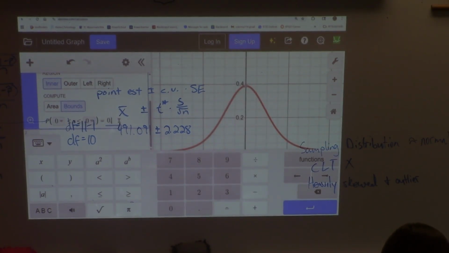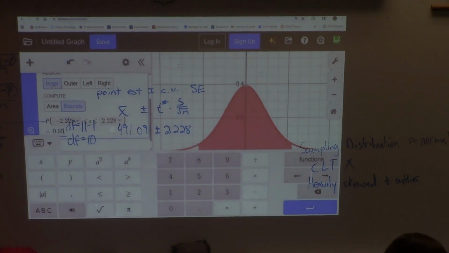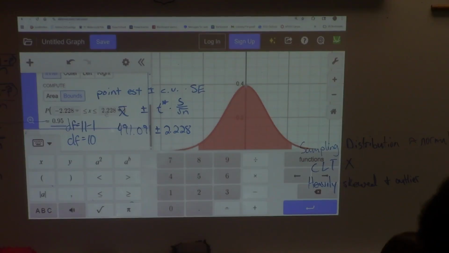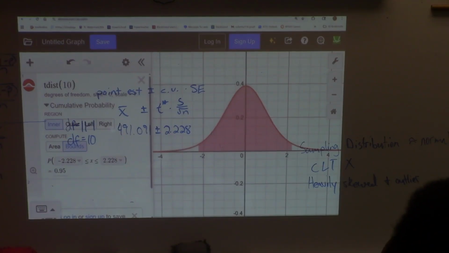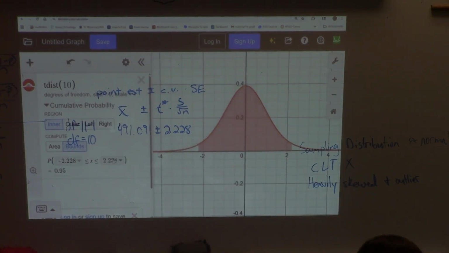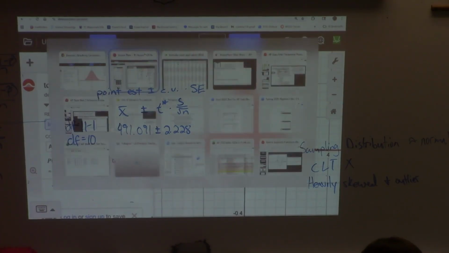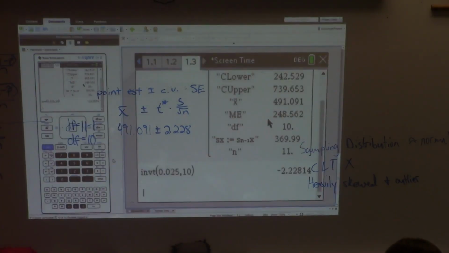What's my confidence level? We have to be careful, it is an inner area, so area 0.95. And notice what's my critical value? 2.228. I like the Desmos component because it literally shows me that 0.95 area in the middle, and so that 2.228 is right there. You can use the calculator, you can use Desmos, but this is one of the few times that I'm like, no, technology's lame, use that table.